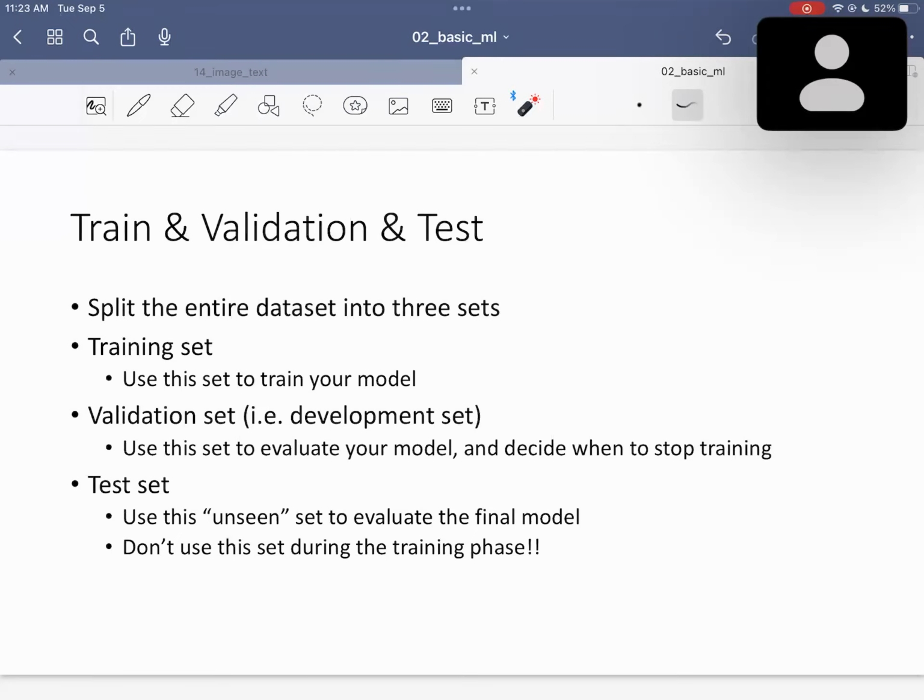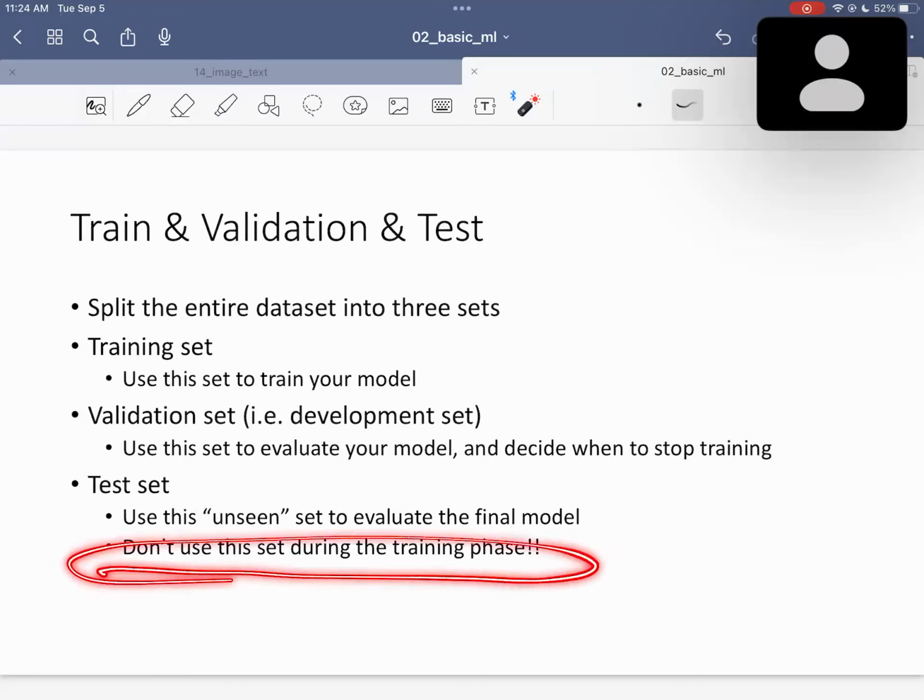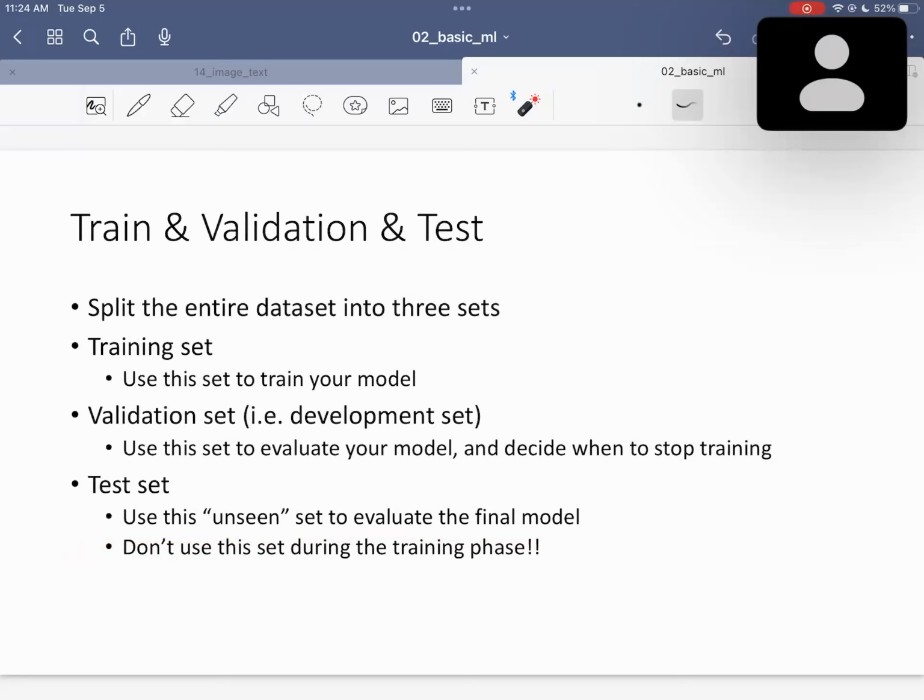When you've finished your training for good, that's when you use the test set to evaluate how well your model is doing, how well your model is generalizing to an unseen set. So that's the one last step. The important thing is don't ever use this set during training, because that would be cheating. The test set is the one that you use one final time.